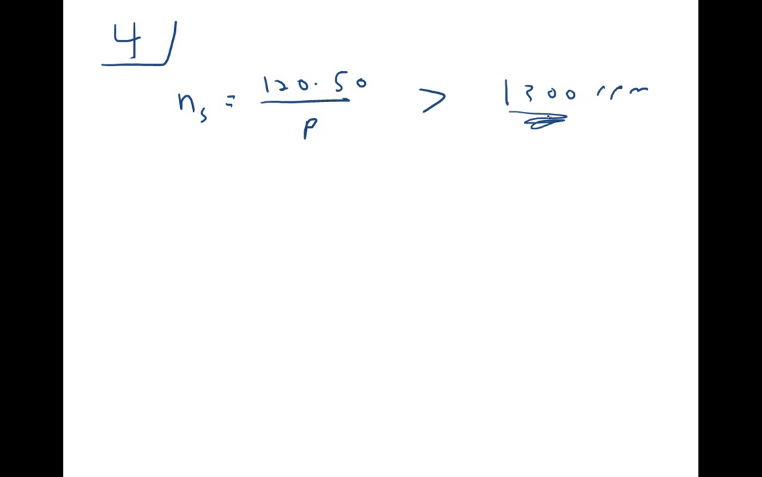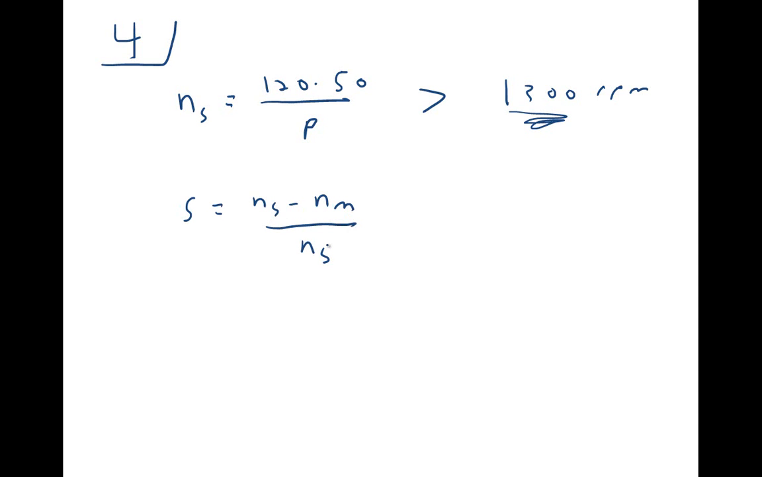Once you have your synchronous speed identified based on the number of poles identified, you can then find the slip, which once again is going to be equal to ns minus nm all over ns. And so that's part B. What is the torque supplied?